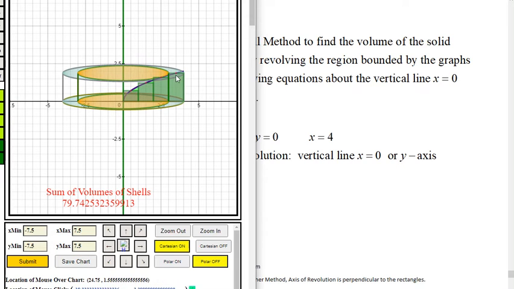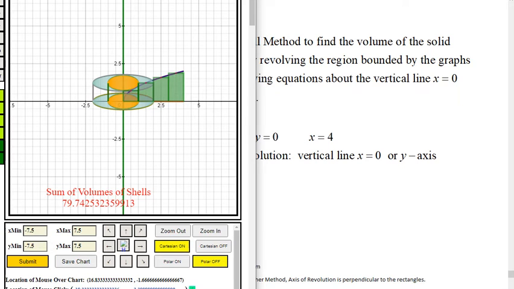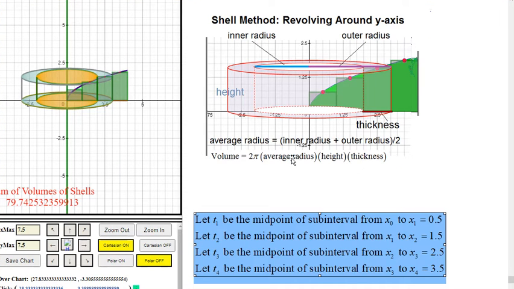And so what we're going to do is find the volume of each shell and then add the volumes of the shells together. And that will give us the volume of the solid of revolution. And so one more time, that's shell number 4, shell number 3, shell number 2, and shell number 1. And now we'll find the volume of each shell.